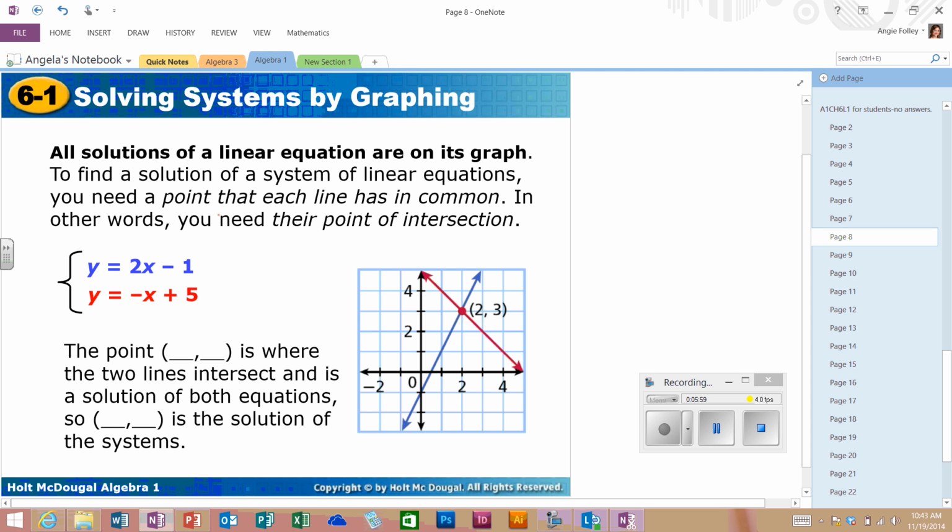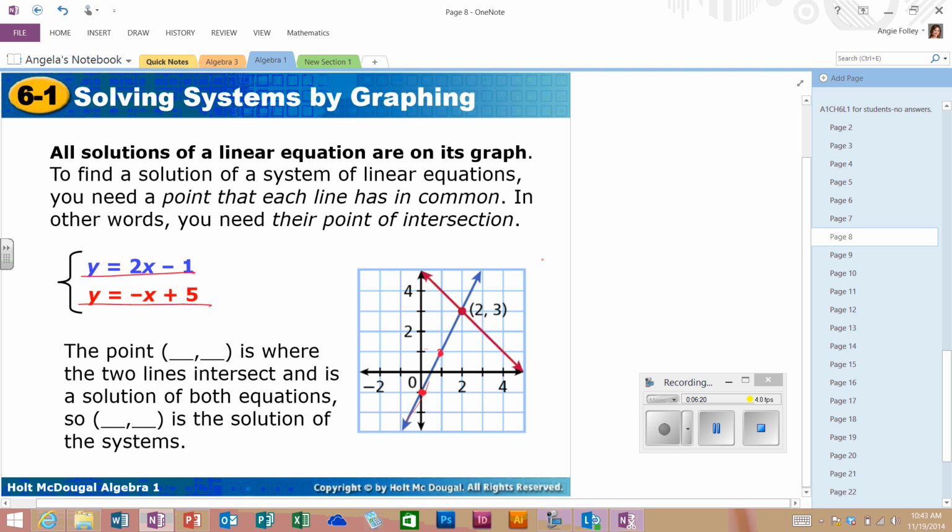Okay? So for example, here's two equations of a linear system. So y = 2x - 1 and y = -x + 5. Well, if we graph them, if we graph the y = 2x - 1, we would go down to -1, and I would do up 2 over 1. So that's where they get this blue line from.